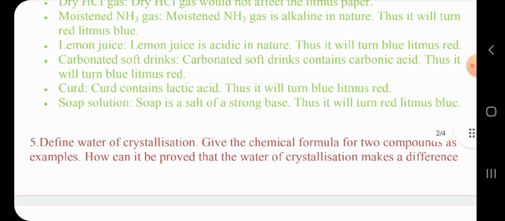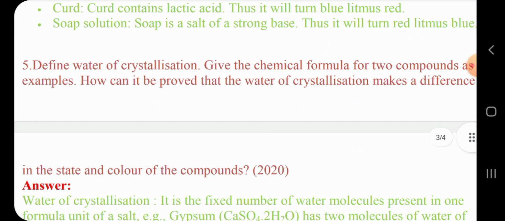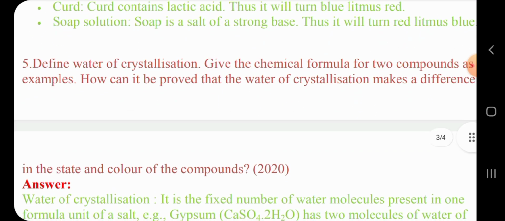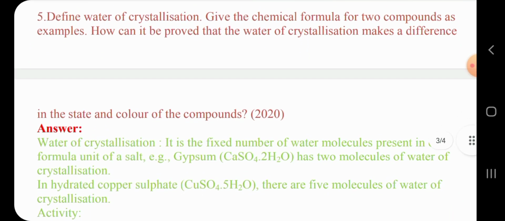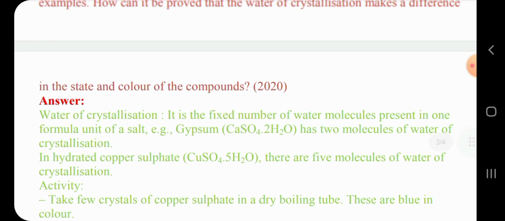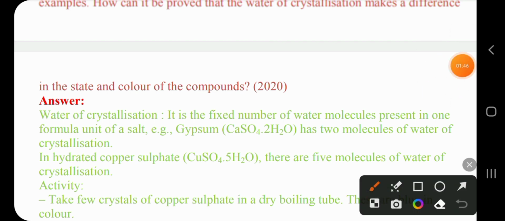Now come to our next question, number 5. Define water of crystallization. Water of crystallization is the fixed number of water molecules present in a unit molecule of salt. For example, in gypsum the water of crystallization is 2, and the formula for gypsum is CaSO4.2H2O. So 2 molecules of water are present as water of crystallization.